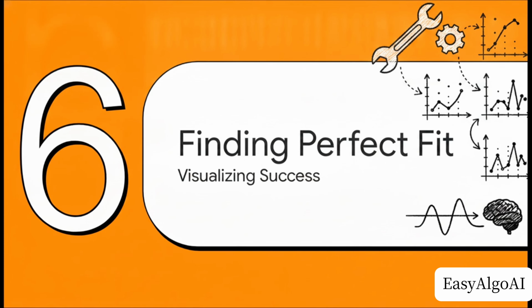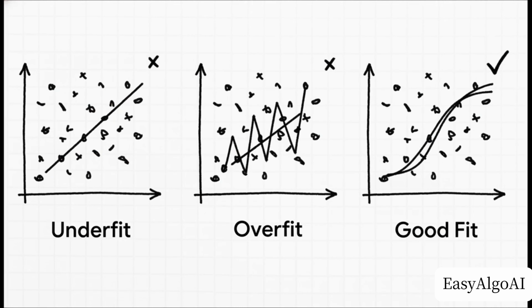Section 6. Finding the perfect fit. Visualizing success. This step-by-step tuning is absolutely vital, and we can easily see why when we visualize it. Let's pull back from the abstract mathematics for a second and connect this to what it actually looks like on a graph. If your b value is tuned poorly, say it's way too small, your curve is going to zigzag wildly. It will try to hit every single training data point perfectly. That is a strong overfit.